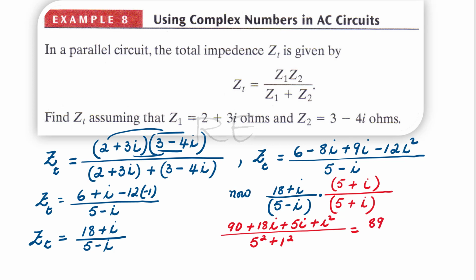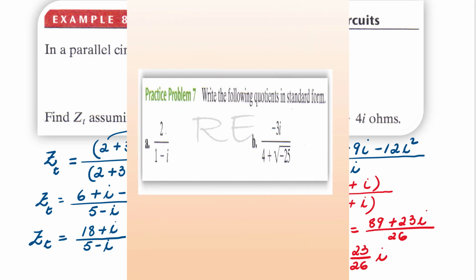i squared is negative 1. 90 minus 1 is 89. 18i plus 5i, 23i. 5 squared, 25 plus 1 squared, which is 1, is equal to 26. In standard form, 89 over 26 plus 23i over 26.